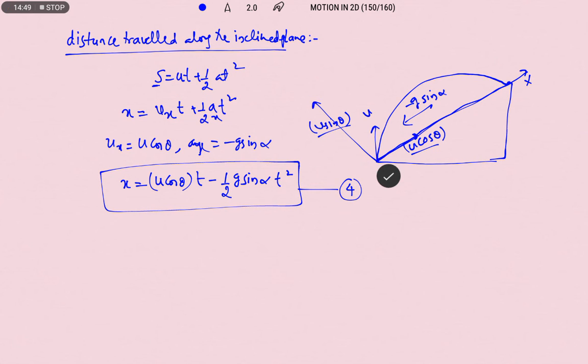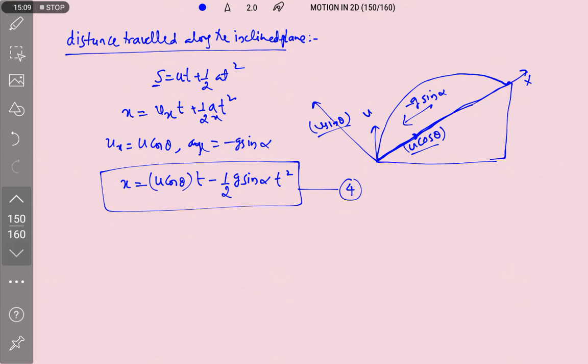Now let us find out the maximum distance, that means the horizontal range. So range is nothing but the maximum distance traveled by the projectile along the horizontal. So here along the horizontal is nothing but along the x-axis only. Right, I am using this expression only to derive that horizontal range.